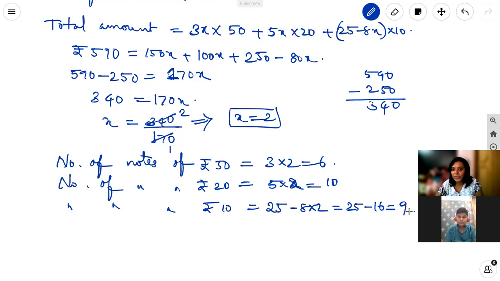So how many notes in total? 6 plus 10 is 16, 16 plus 9 is 25 notes. So 6 fifty notes, 10 twenty notes, 9 ten notes. The summation is equal to 590 rupees. What they are asking here is how many notes of each denomination she has. The answer is 6 fifty rupee notes, 10 twenty rupee notes, 9 ten rupee notes. It is the solution of the given question.